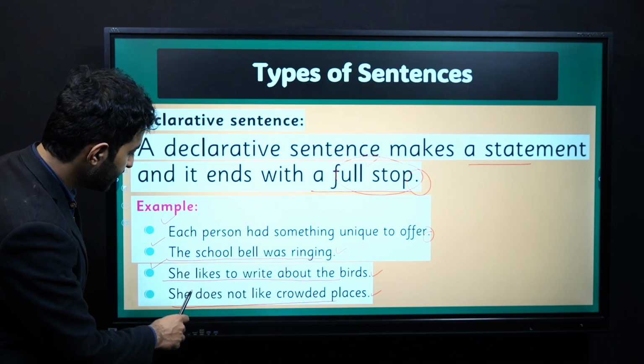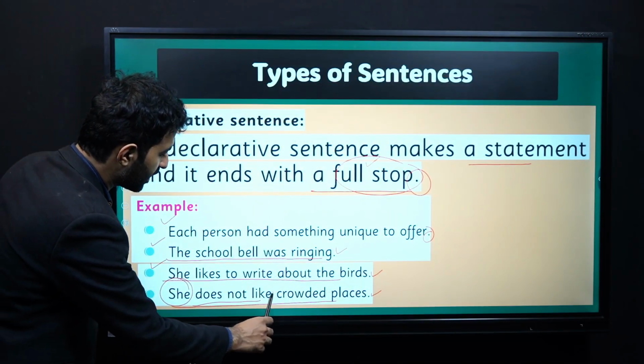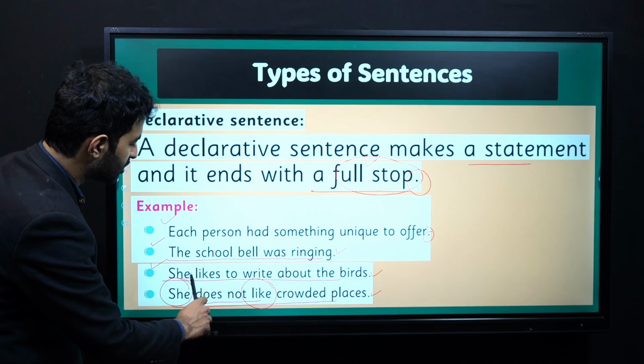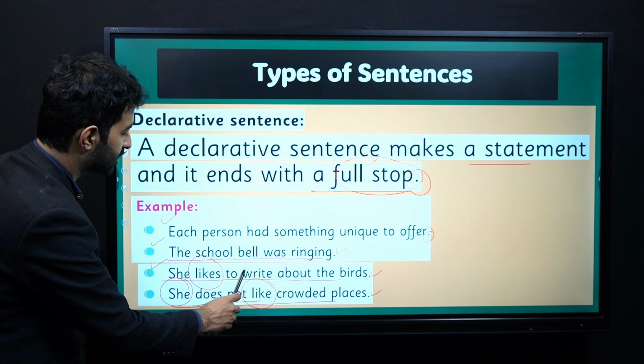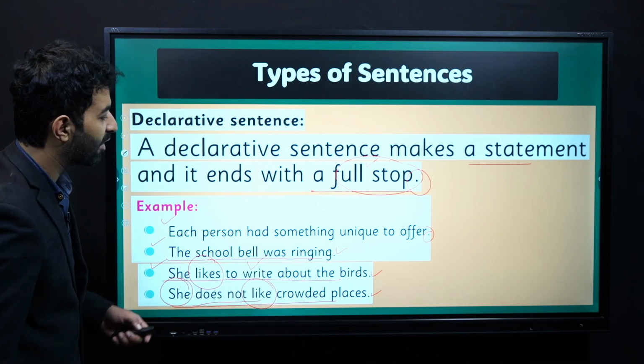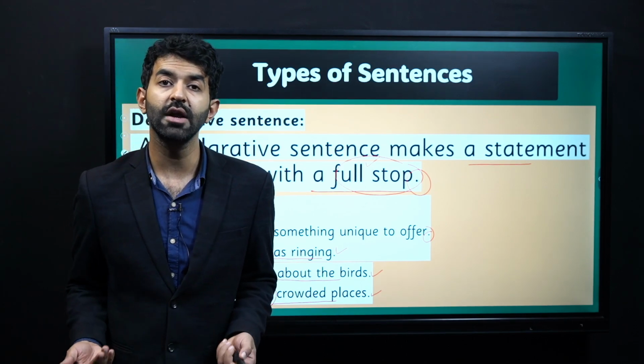So she does not like crowded places. She is the subject, and does not like is the verb. She likes to write about the birds. To write, we have a verb, we have a subject. So that makes up our declarative sentence.